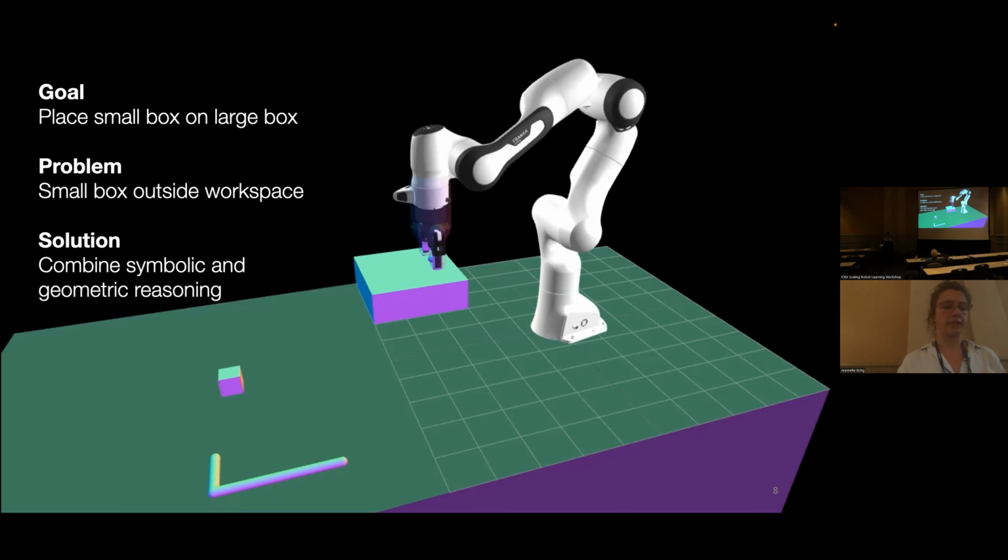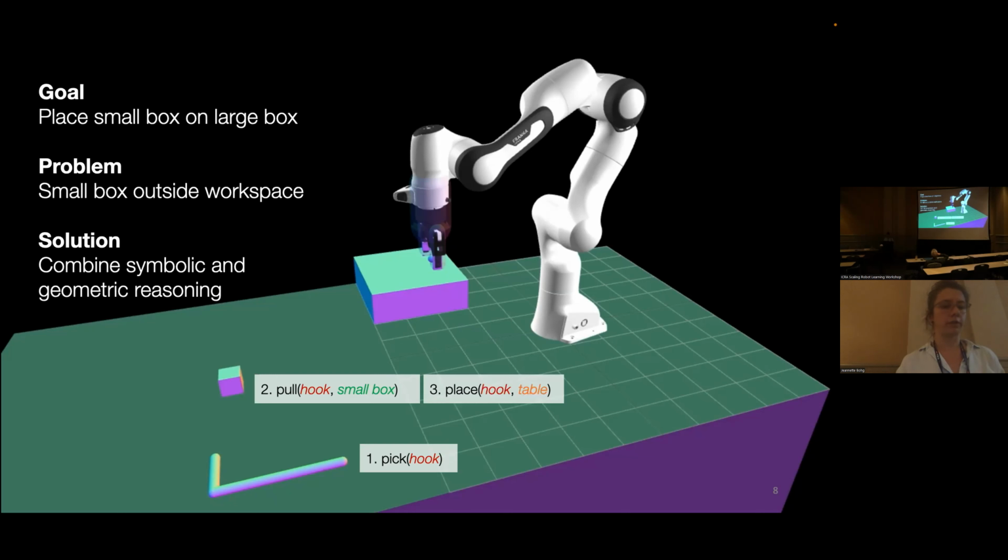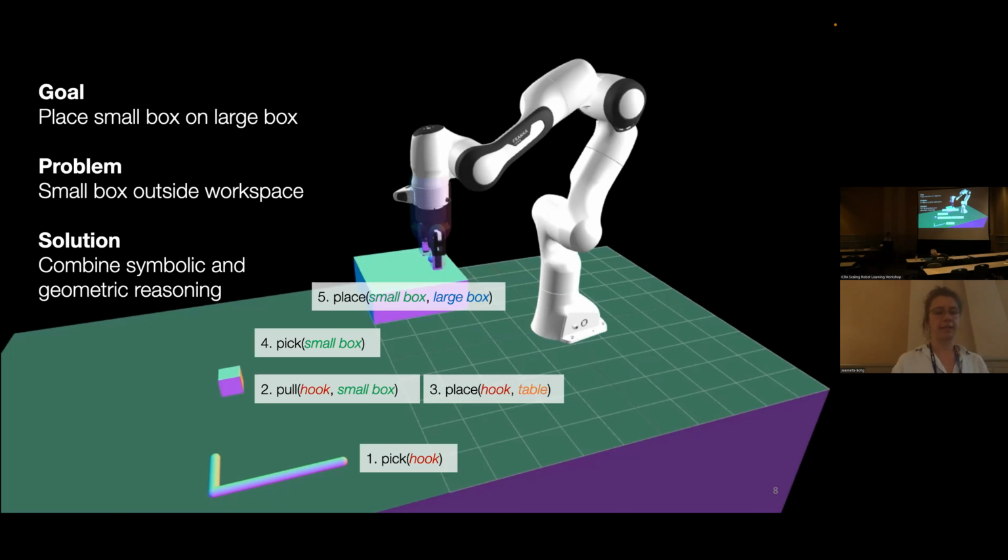And so task planning uses symbolic reasoning to come up with a sequence of actions to accomplish this goal. So the plan here is to first pick up the hook, use the hook to pull the small box closer, then drop the hook on the table, and then pick up the small box and finally place it on the large box. And now motion planning is used to plan the geometric details, such as where to rest the hook, how close to pull the small box, and so on, to come up with a concrete trajectory.